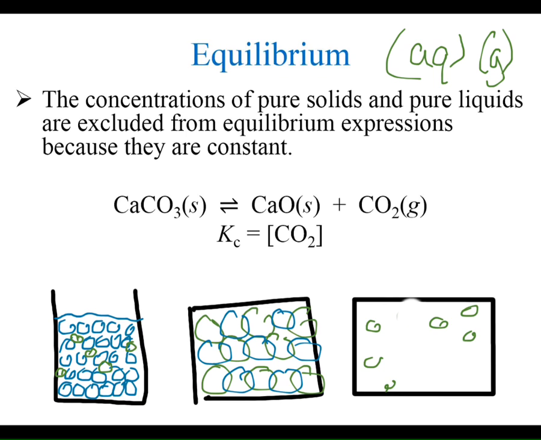In this case, calcium carbonate solid goes to calcium oxide solid and carbon dioxide. So the K is just the concentration of carbon dioxide. I don't include solids. I don't include liquid concentrations because those concentrations are always constant. Okay.